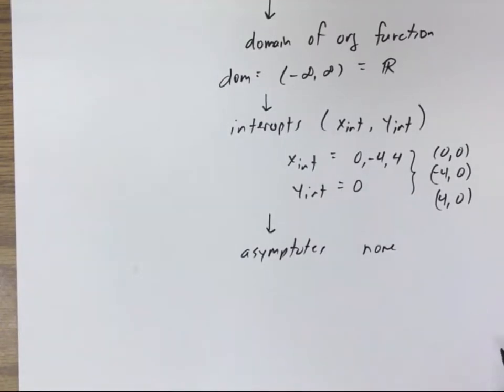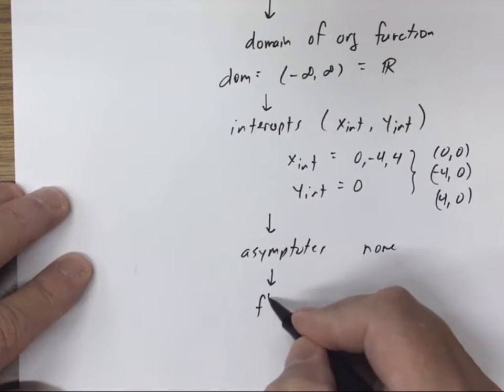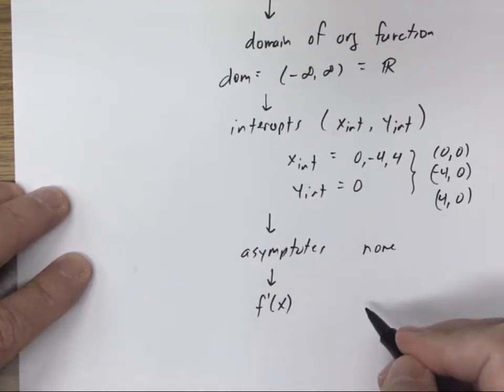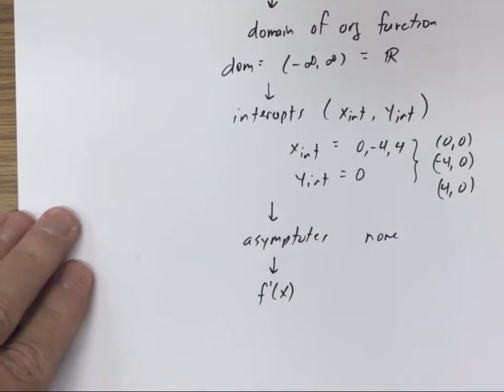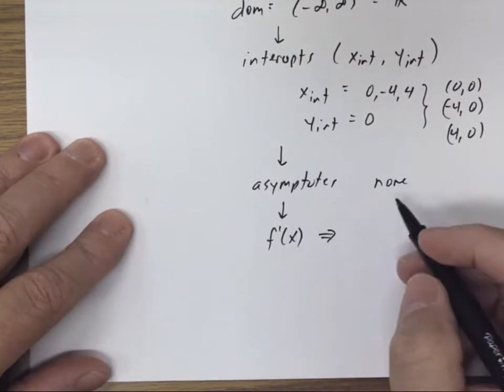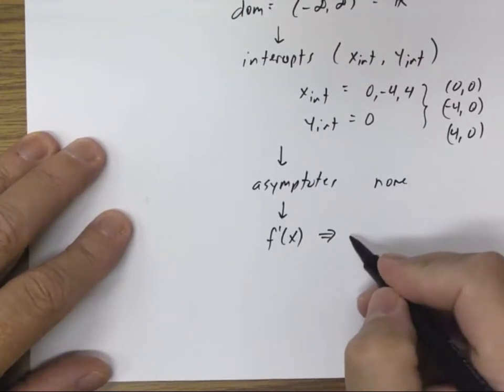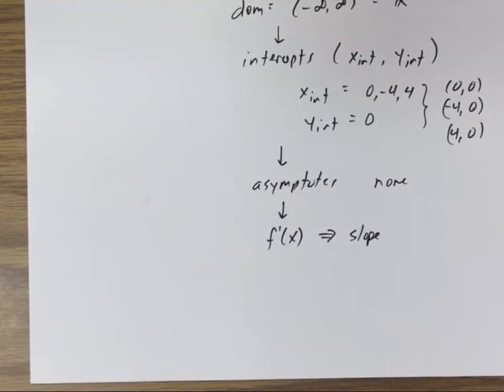Now the next thing we're going to do, and now we're getting to some of the stuff we've been doing in calculus, because now we're going to look at the first derivative of our function. The first derivative tells us lots of things. First of all, the first derivative we think of as the slope of the graph.